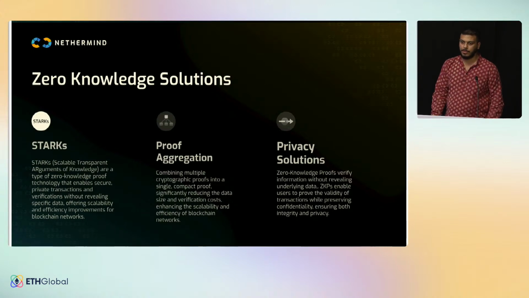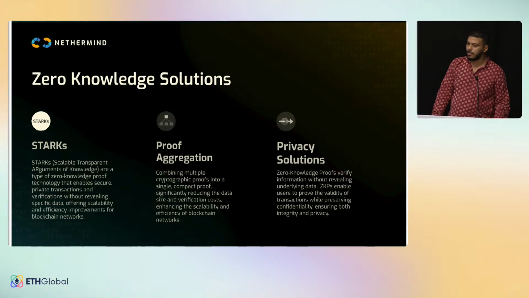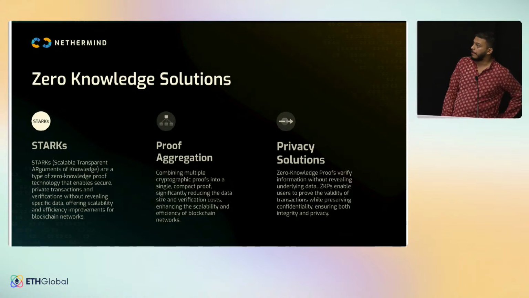There's Starks, which is the base ZK system of Starknet. There are a lot of technologies that are looking to do proof aggregation, and we have interest in proof aggregation as well because we believe it accelerates Ethereum. And there are privacy solutions. One could call WorldCoin a privacy solution, where it bridges your identity from the people who can verify your identity. And we encourage everyone to use privacy solutions and ZK technology for accelerating Ethereum.